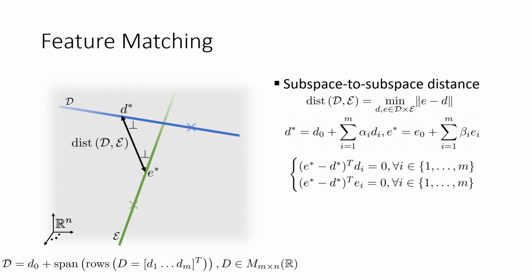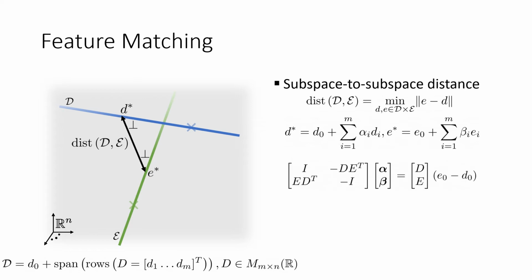necessary condition is that the line joining D star and E star is orthogonal to both subspaces. Under certain hypotheses, this constraint can be written in the following compact form. Thus, finding the subspace-to-subspace distance requires solving a linear system with 2m unknowns and equations. As before, this distance is upper bound by the original point-to-point distance. Please refer to the paper for additional details.